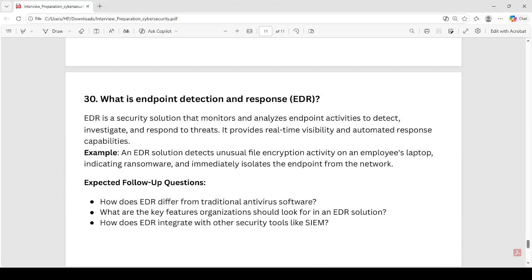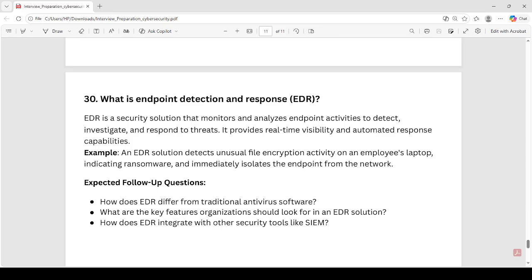Question number 30. What is EDR? That is endpoint detection and response. EDR is a security solution that monitors and analyzes endpoint activity to detect, investigate and respond to threats. It provides real-time visibility and automated response capability. Example: an EDR solution detects unusual file encryption activity on an employee laptop, indicating ransomware, and immediately isolates the endpoint from the network.